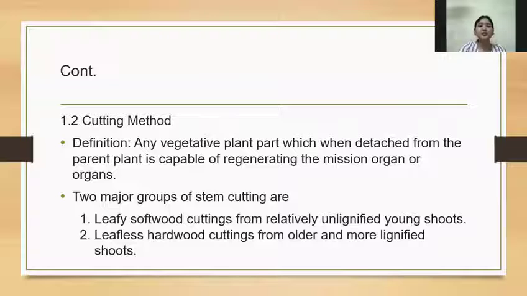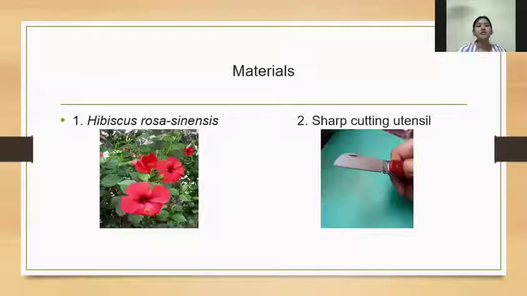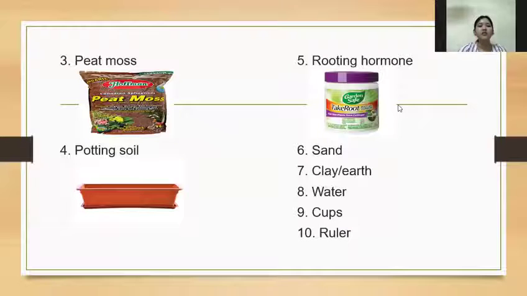So two major groups of stem cutting are leafy softwood cuttings from relatively unlignified young shoots, and also leafless hardwood cuttings from older and more lignified shoots. So these are the materials that we use for cutting, which are Hibiscus rosa-sinensis, sharp cutting utensils, peat moss potting soil, rooting hormone, sand, clay, earth, water, cups, and ruler.